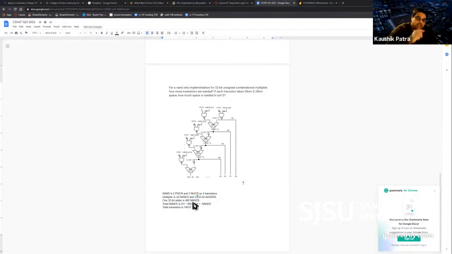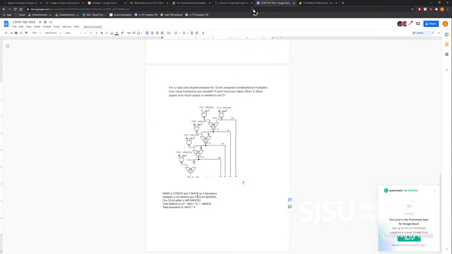Your approach is correct. At the end of the day, you want to go through the number of NANDs multiplied by 4, which gives you the number of transistors, then multiply by the area. That will give you the area. But just look at the circuit and you need to tally up the number of NAND gates you come up with, okay?